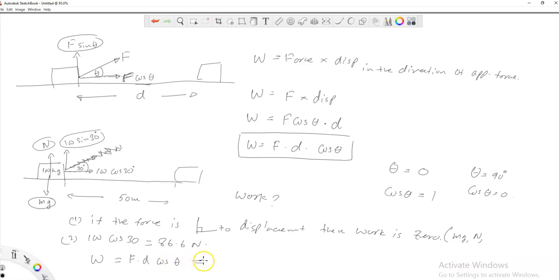So therefore the answer is the force, 86.6, multiplied by 50 meters, which is equal to 4330.12 Newton meters or joules, or you can say 4.33 kilojoules.